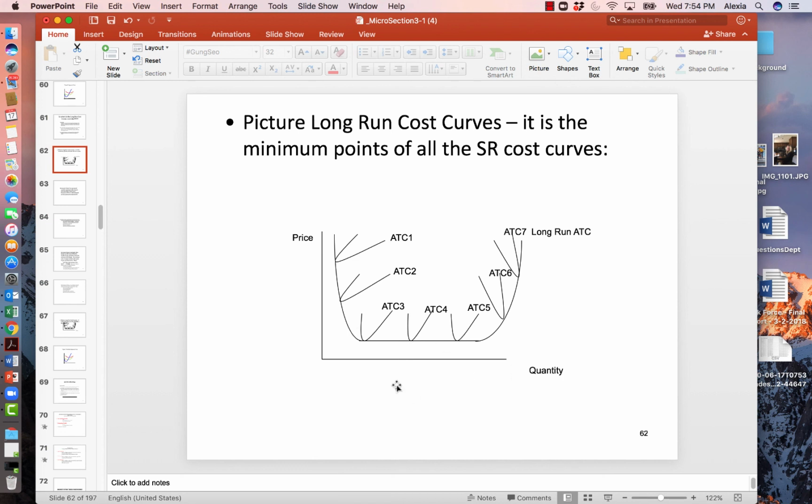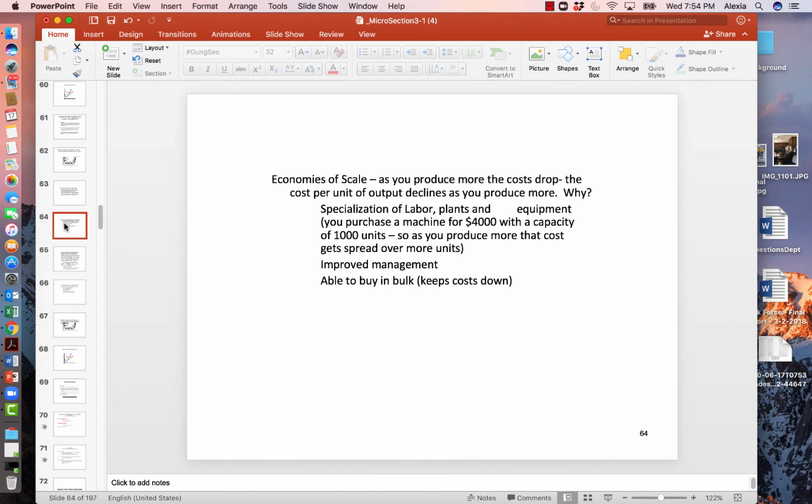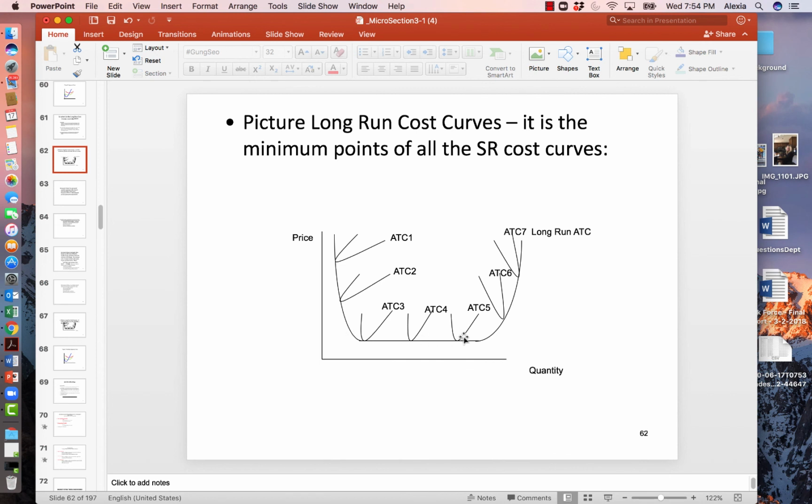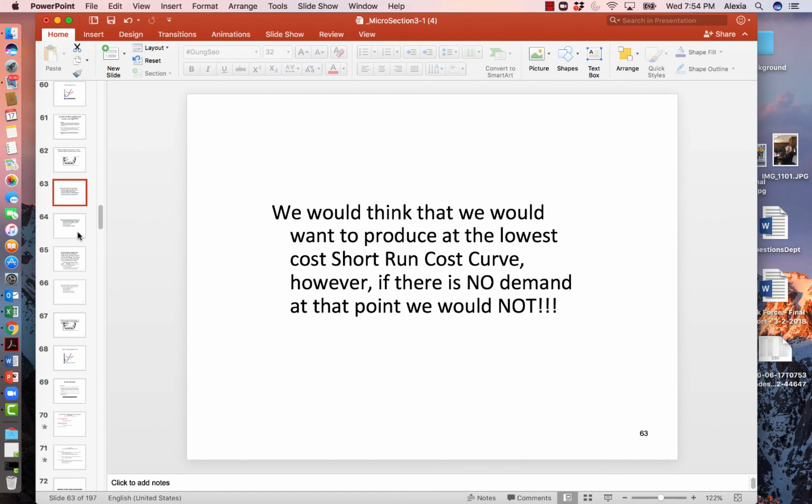And what you'll notice is in the long run, as we expand, notice the costs go down. So the costs for this company are going down. And then they hit some point where it could stay the same. And then it hits another point where all of a sudden the costs start rising again. So what we think that we would want to do is always produce at the lowest cost curve. But we're actually going to see, sometimes that's not always the case, but actually, I don't know why I put that there. Let's just hold off on this for just a moment.